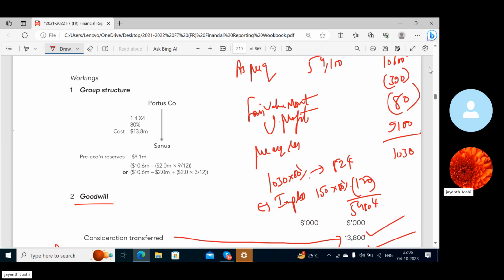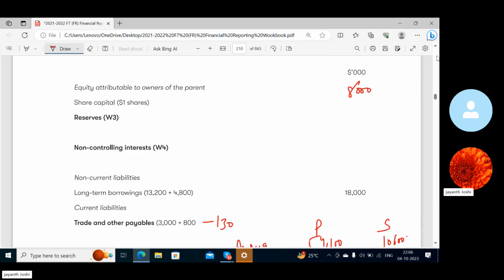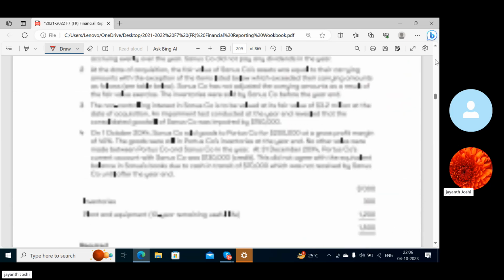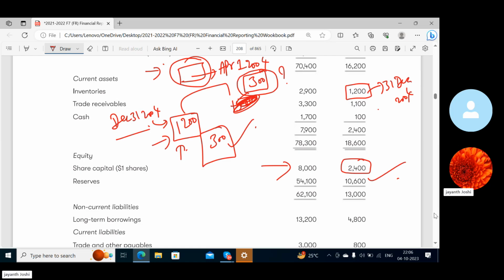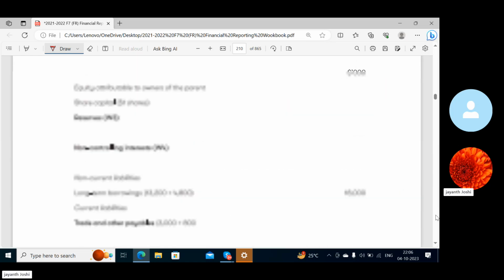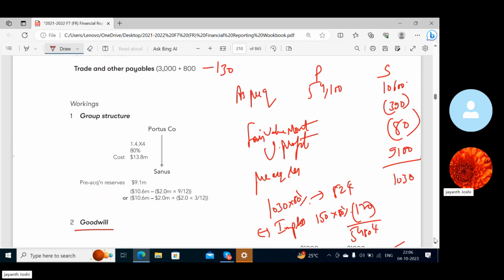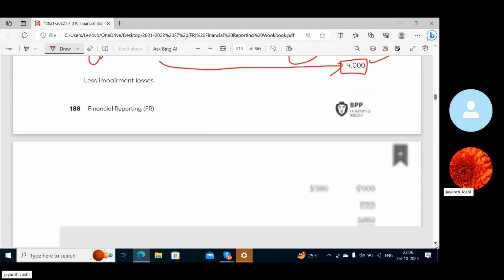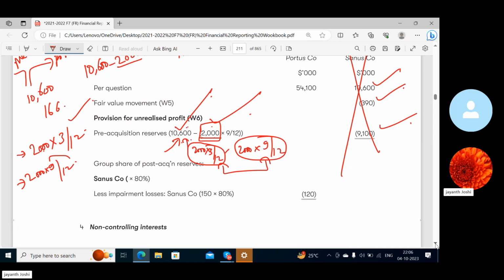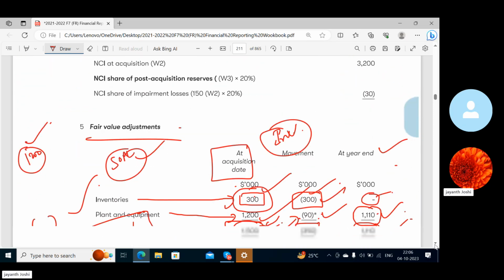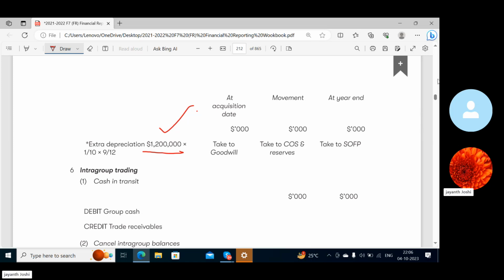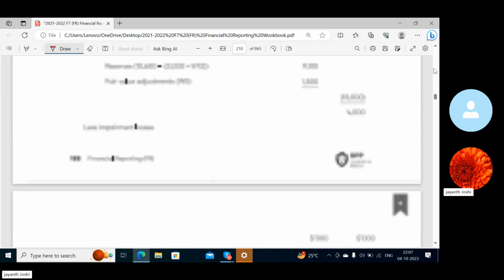Okay, so I will put this in the balance sheet, 54,804. $54,804 is the balance sheet figure.